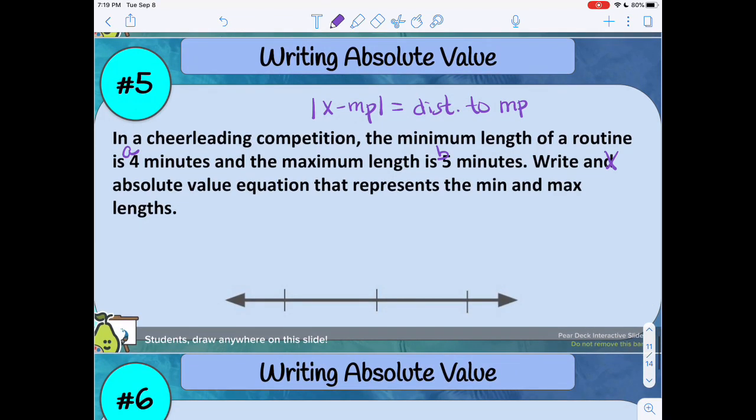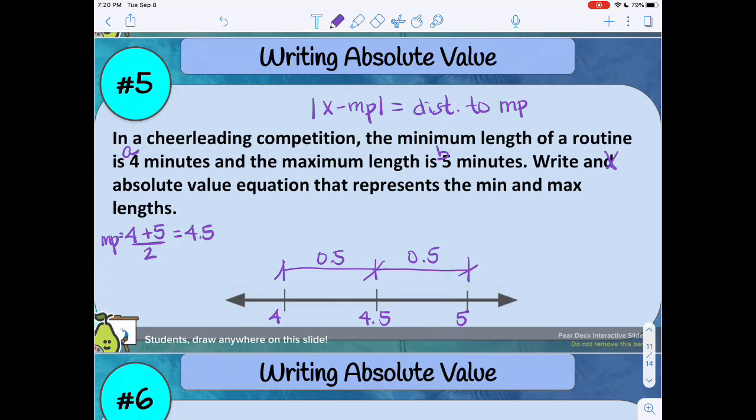If we know that we have a 4 here and a 5 here, we can find the midpoint as 4 plus 5 over 2. Doing that little bit of math, I get 4.5. So that is our midpoint. The distance between 4 and 4.5 is 0.5, and the distance between 4.5 and 5 is also 0.5. Remember, distances are always positive. So that number is our distance to the midpoint.